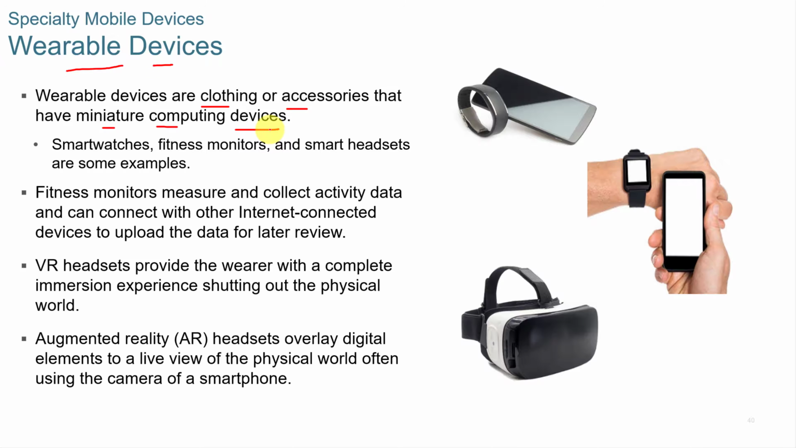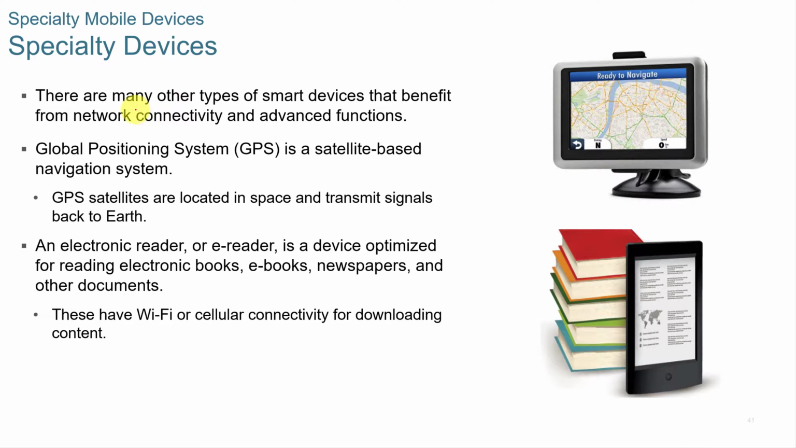Now, wearable devices are clothing or accessories that have miniature computing devices on them, such as a watch, or let's say that you're going to put something on your body to monitor your heart rate. Fitness monitors would do that. They would measure and collect activity data. VR headsets provide the wearer with complete immersion, and augmented reality headsets overlay digital elements onto a live view of the physical world.